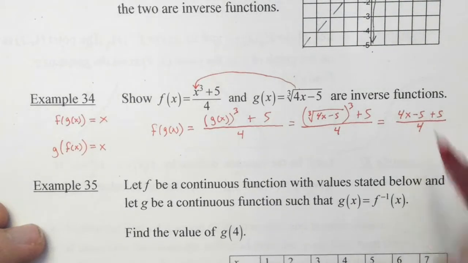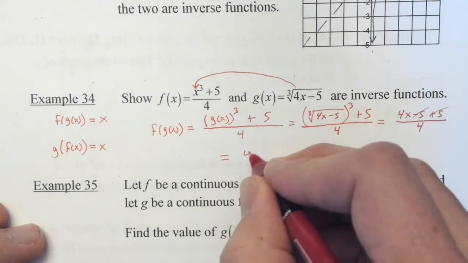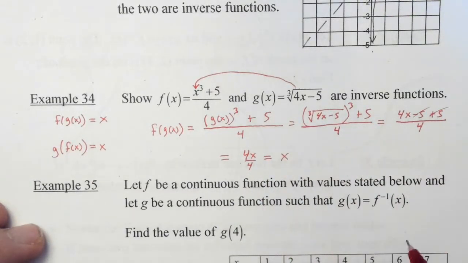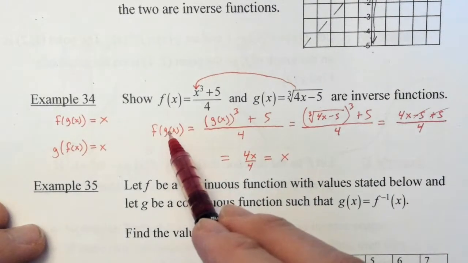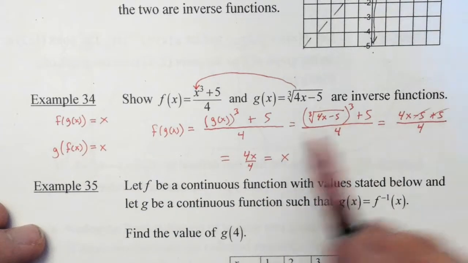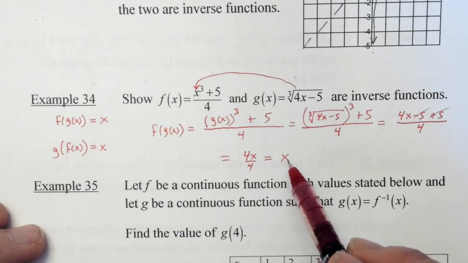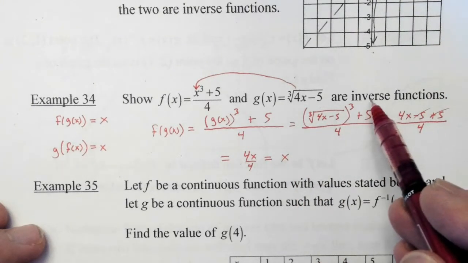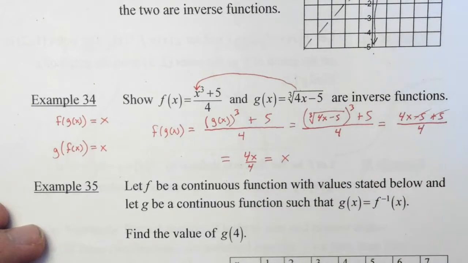What can we now eliminate here? That's right, the 5's. Minus 5 plus 5, which means that we have 4x over 4, and we all know that that simplifies to x. So we've taken the composition and we've done the mathematical steps to show that the composition is equal to x. This also proves that these two functions are inverse functions.